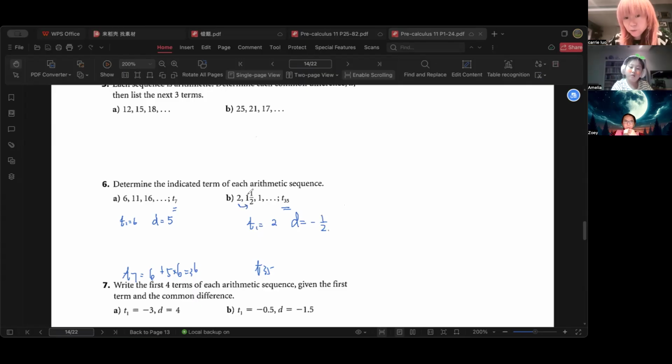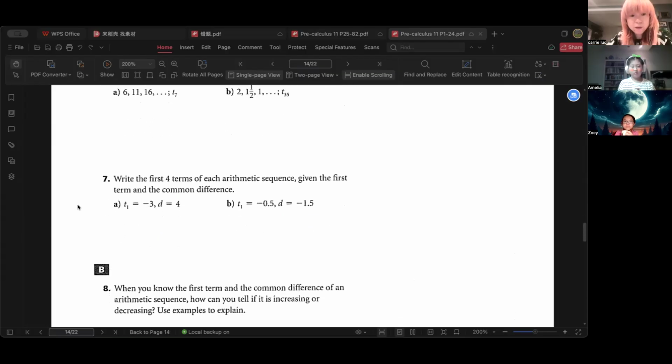So see, you need to first think about whether it's an increasing arithmetic sequence or a decreasing arithmetic sequence. Decreasing. When it's getting smaller, it's decreasing. So D must be smaller than 0. Correct, Zoe? So T35 equals what? Equals 2 plus 34 times negative half. Okay, so 2 minus 17 equals negative 15. Did you get the same thing? Zoe? Yeah, okay. So let's take a look at number 7.